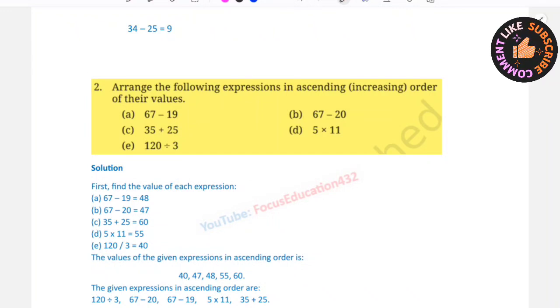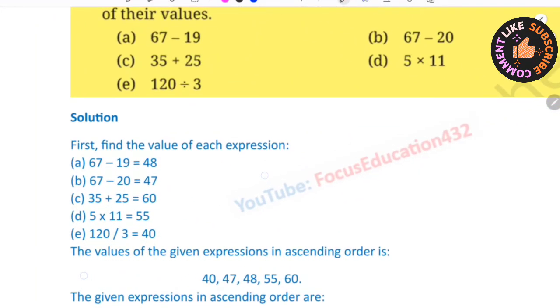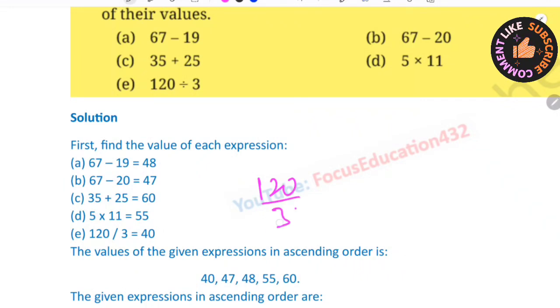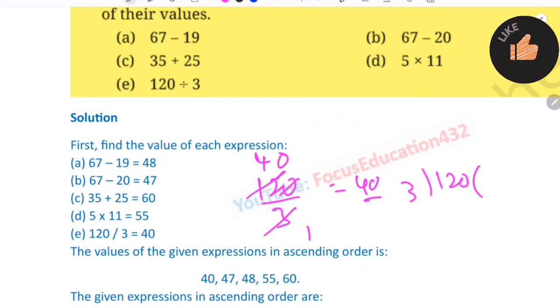How can you arrange them in ascending order? First you should know the values, right? 67 minus 19 is how much? 48. 67 minus 20 is 47. 35 plus 25 is 60. 5 multiplied by 11 is 55. 120 divided by 3 is how much? 40. If someone is not familiar with this method, you can do it this way also: 120 divided by 3, we get 40.